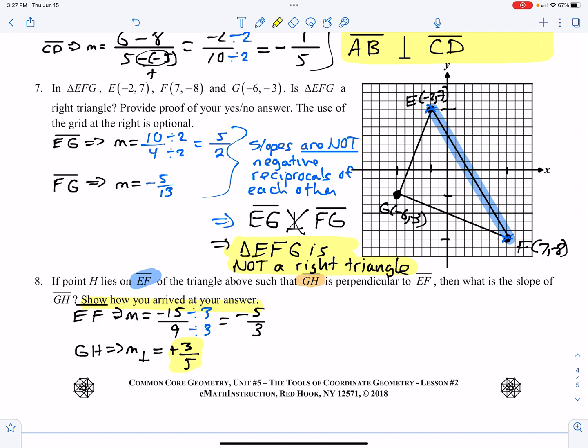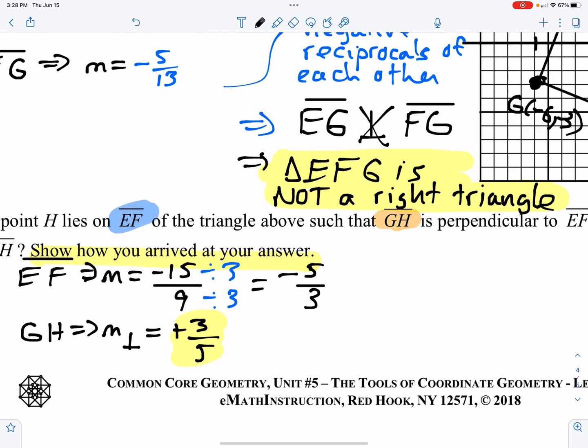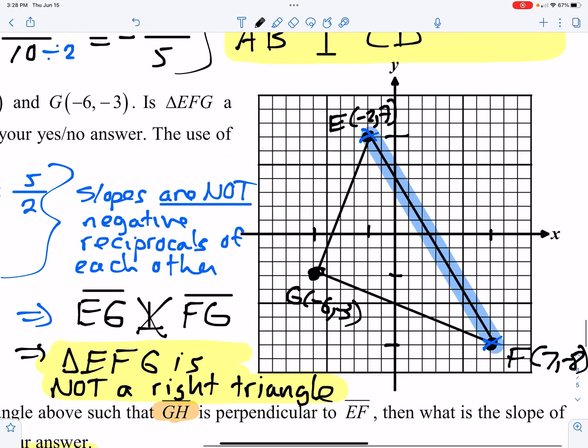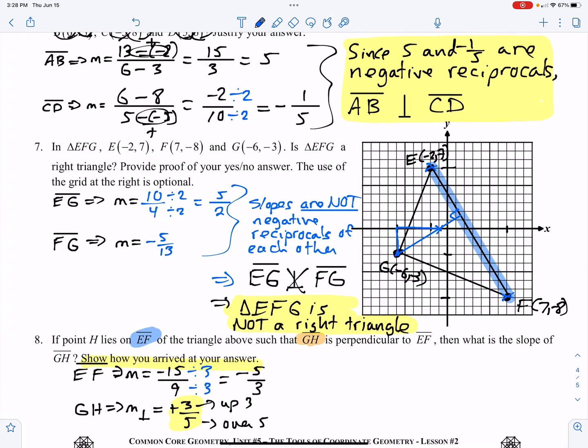Then we're going to draw GH. How do we do that? We're going to go from point G right there, up 3, over 5. It would look like this. From here, we're going to go up 1, 2, 3, over 1, 2, 3, 4, 5. Draw a line through those points. That line right there is line segment GH. You can see this line is perpendicular to that line, meaning it intersects at a 90-degree angle.